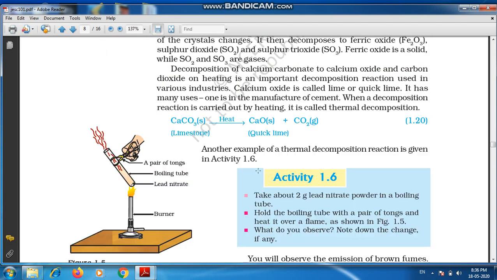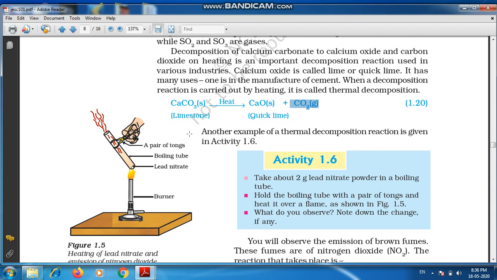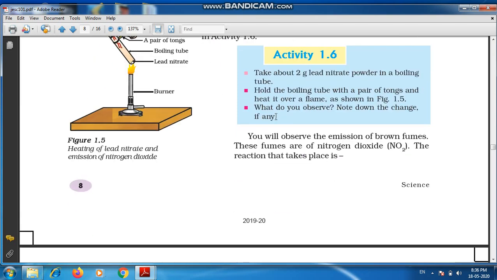Now we have another decomposition reaction discussed over here: calcium carbonate. When calcium carbonate decomposes, it gives calcium oxide and carbon dioxide. Calcium oxide is also called quicklime or lime. Just see the reaction. On the reactant side it is CaCO3. In presence of heat, CaO, quicklime, plus CO2 gas is liberated. You can see CaCO3 is decomposed into CaO plus CO2.